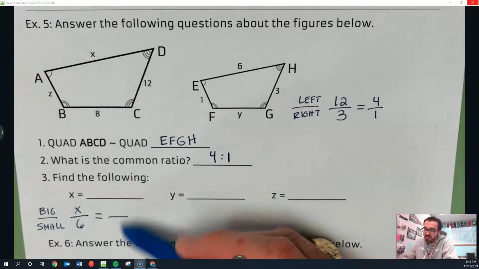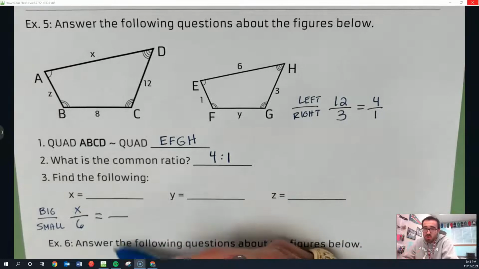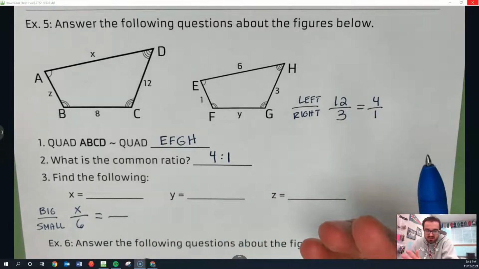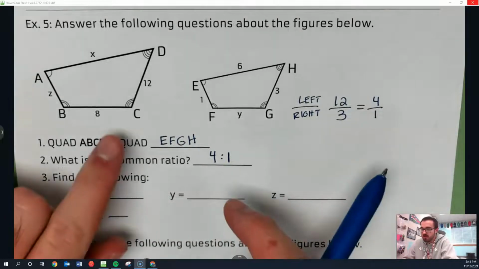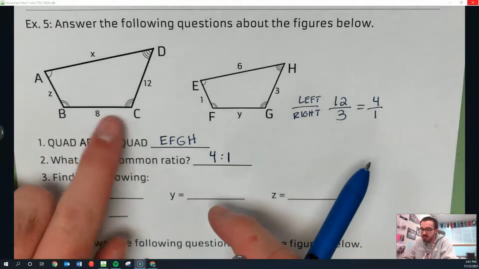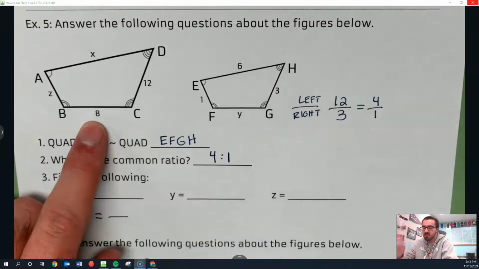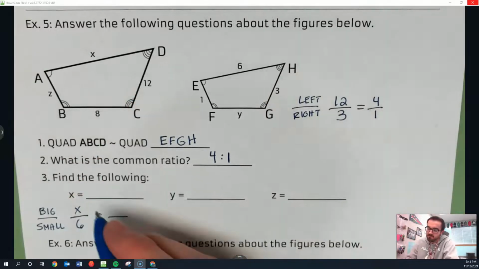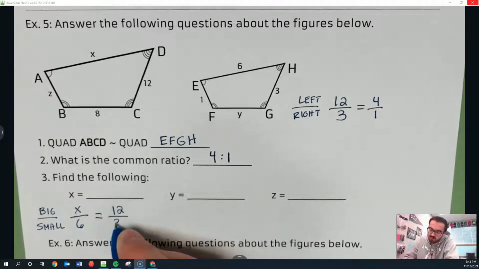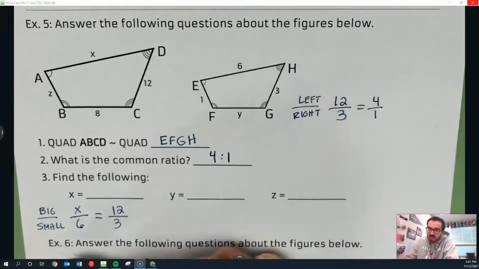And then on the right side, you really need 2 numbers. You shouldn't have any letters anymore. So what is a number on the big? Well, 8, but that would land us with y, so that wouldn't work. So let's do 12 and 3. 12 over 3. Now we can actually solve this proportion and figure out what x is.